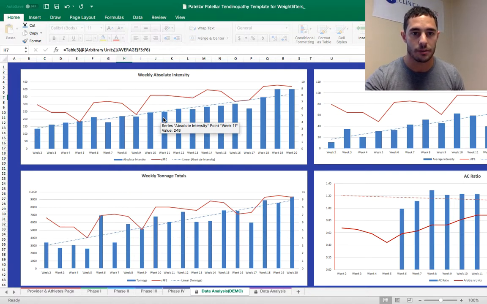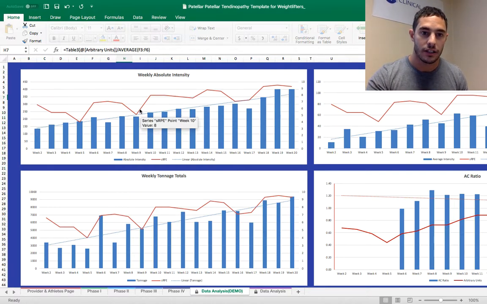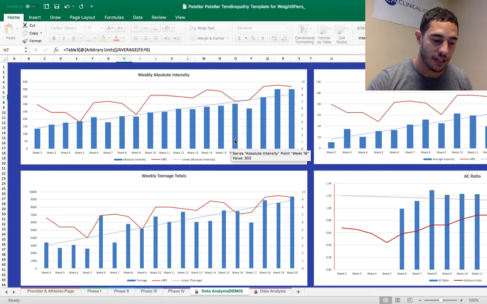So the weekly absolute intensity was very high, but yet the red line was very low. Maybe that means the athlete is perceiving the exercise as easy and they're recovering well, which is maybe a good thing. But let's say it's the other way around.